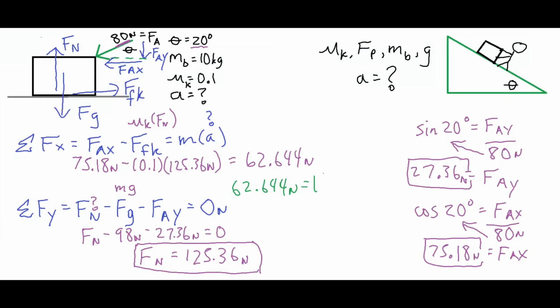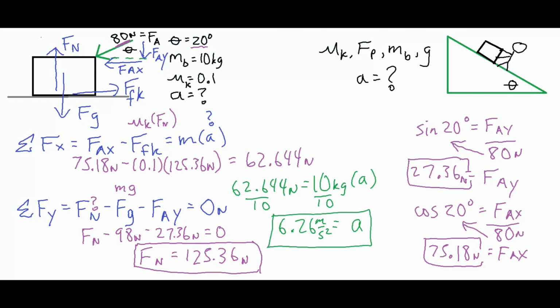And my M was 10 kilograms, so I'm going to go ahead and just divide both sides by 10. And then now we have a final A value of, I'll round it to 6.26 meters per second squared.